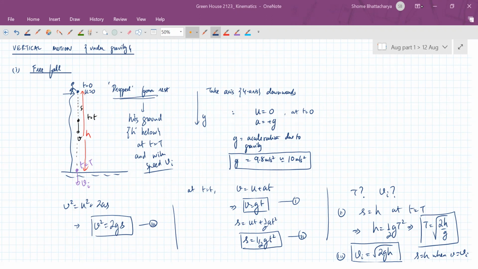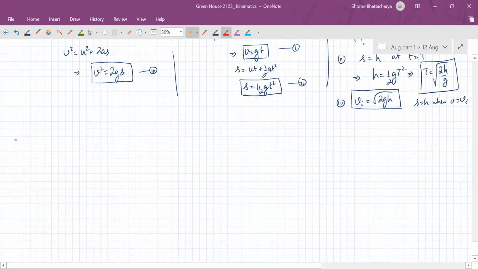You have to find T and VI, right? Yeah, so we have to solve the value of capital T and the value of impact speed. So that is coming from these two formulae. Understood? So for example, impact speed is the speed of impact at the ground below. Sir, could you scroll up for a second?